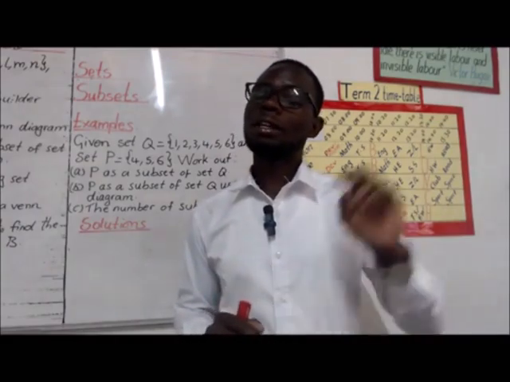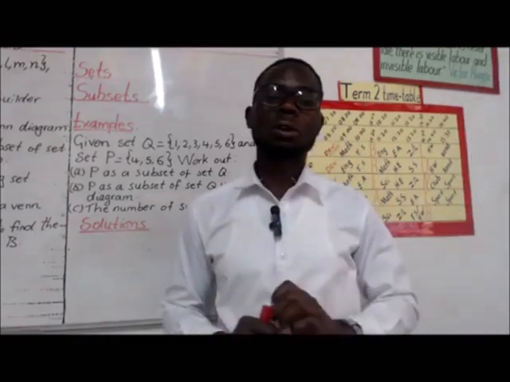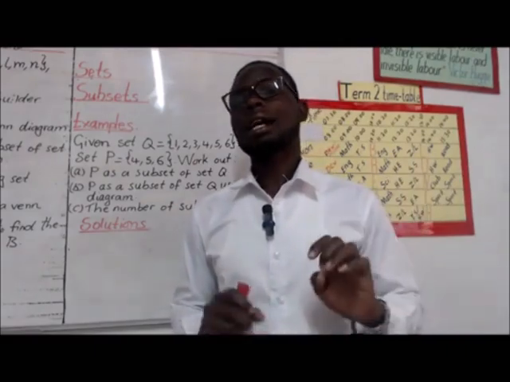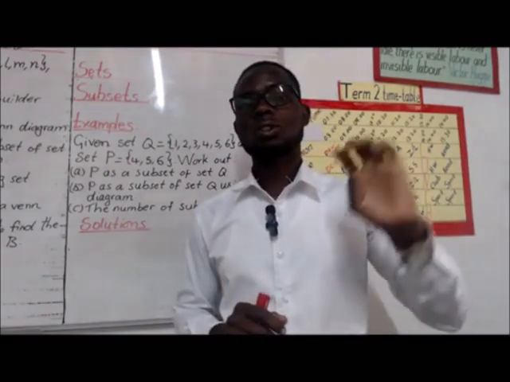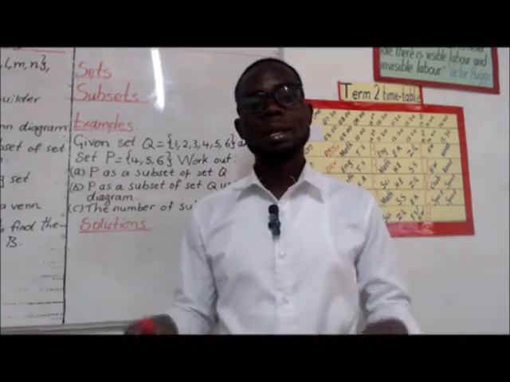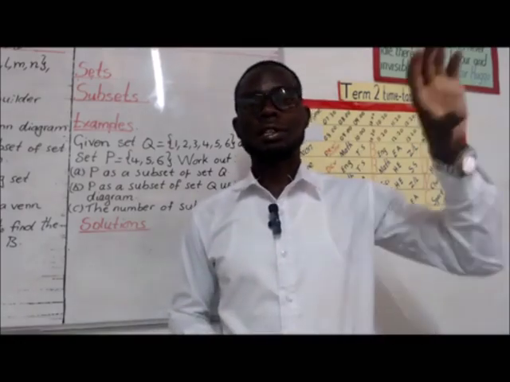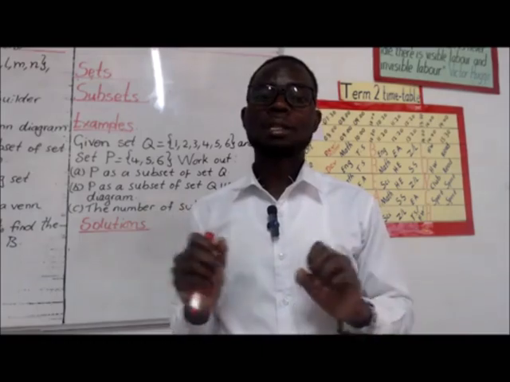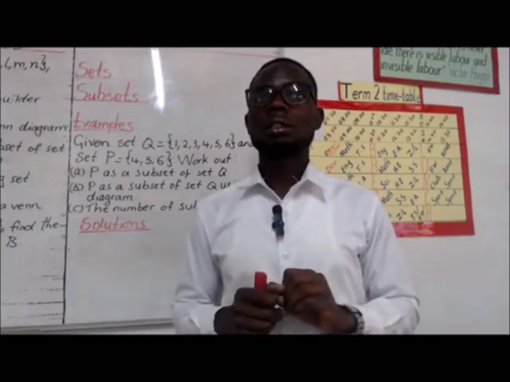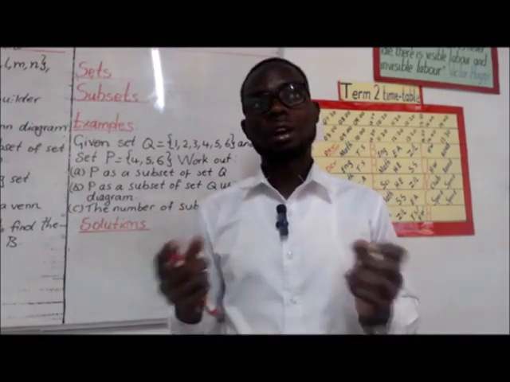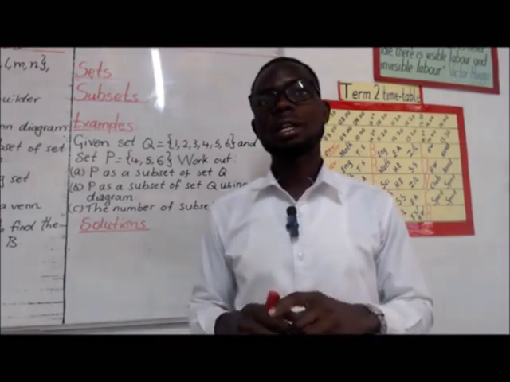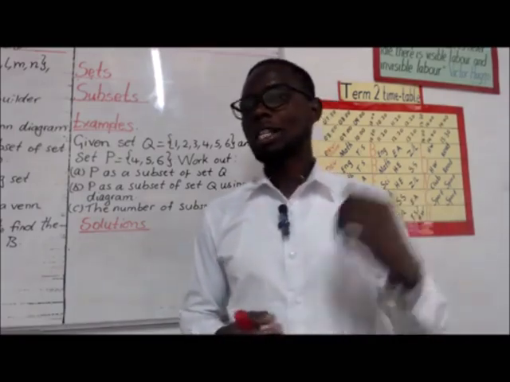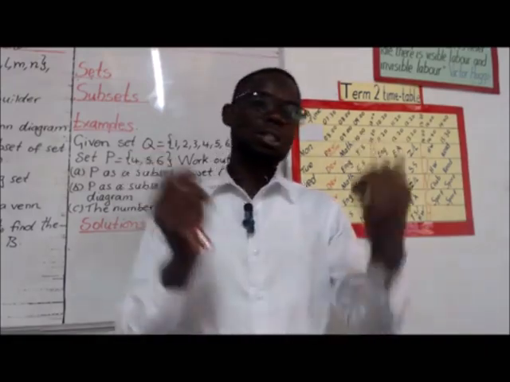So maybe say set A is the mother set with all the elements, and then we get to write set B as a subset of set A. So it's going to have the elements that are found in this bigger set. So we want to learn how to write that subset using the Venn diagram, of course using the Venn diagram. Now, let's quickly look at the examples which are on the board.